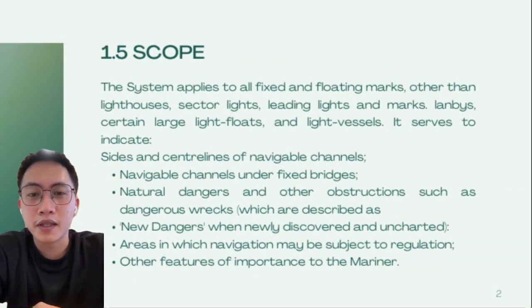Hello sir, I'm Christian Adoldi Racasa and now I'm going to talk about the scope of the topic. So the system applies to all fixed and floating marks other than lighthouses, sector lights, leading lights, and marked lanterns, certain large light floats and light vessels. It serves to indicate sides and center lines of navigable channels.